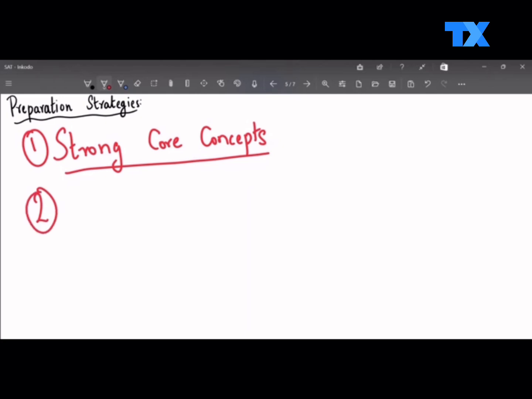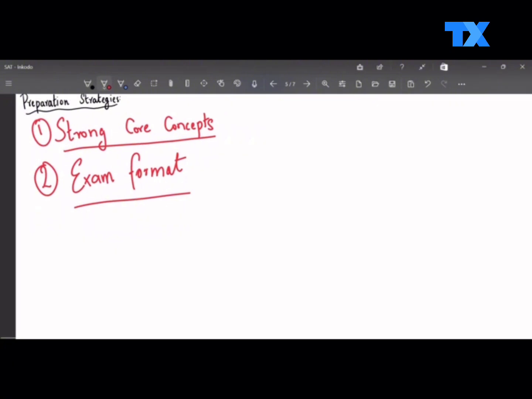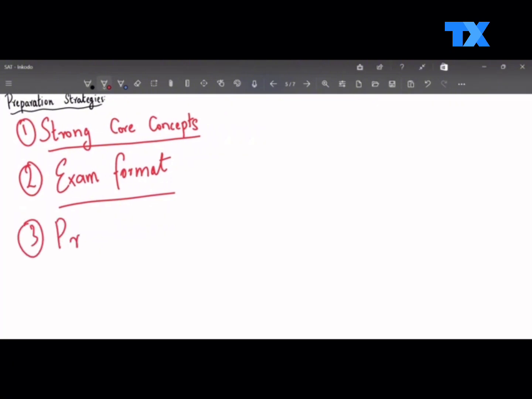The second preparation strategy that I usually advise my students is to have a good knowledge of the exam pattern. So the exam format or the test format, you should have a very good understanding of that. Now the third is practice. This is a preparation strategy, and this is one of the common mistakes as well. Students, once they start understanding something, believe that they are good with it and can move on to the next concept. What they miss during their preparation time is that they don't practice enough.